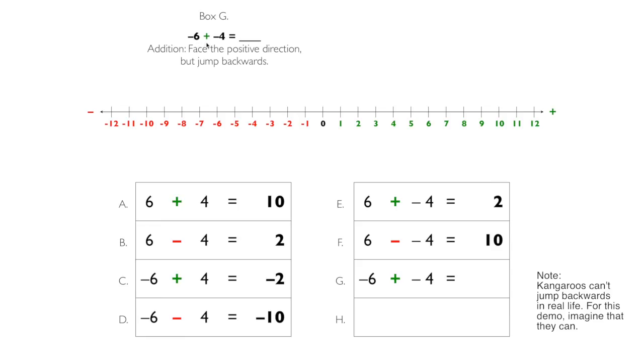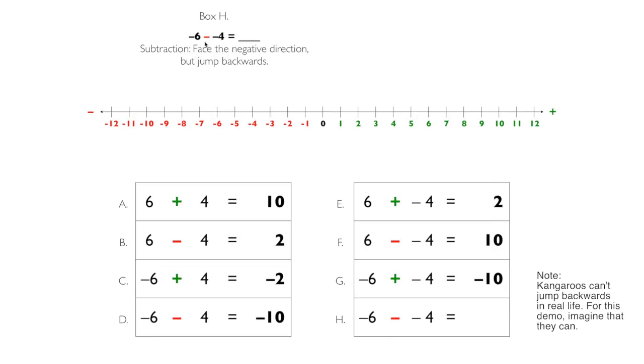Negative 6 plus negative 4. Start at negative 6 and face the positive direction. We start at negative 6 and we face the positive direction. Now, don't jump forward 4 spaces, jump backwards 4 spaces. Visualize where the kangaroo will end up. Now let's jump negative 1, 2, 3, 4 spaces. Negative 6 plus negative 4 equals negative 10. Write it down.